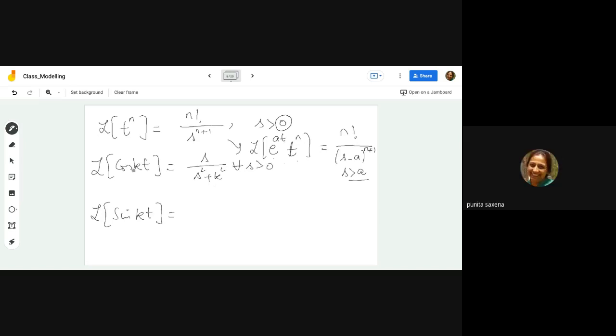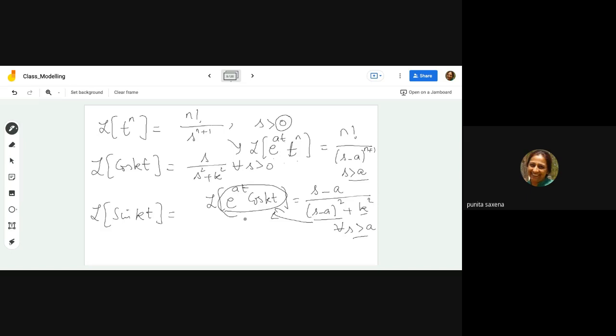Right? So the Laplace transform of e to the power at cos kt, what is that going to be? Capital F of s minus a. So wherever you have s, you have to replace it by s minus a. And this is going to be true for every s more than a. So whenever you have quadratic factors of the form (s minus a) square plus k square, you can always correlate them with this function, e to the power at cos kt.